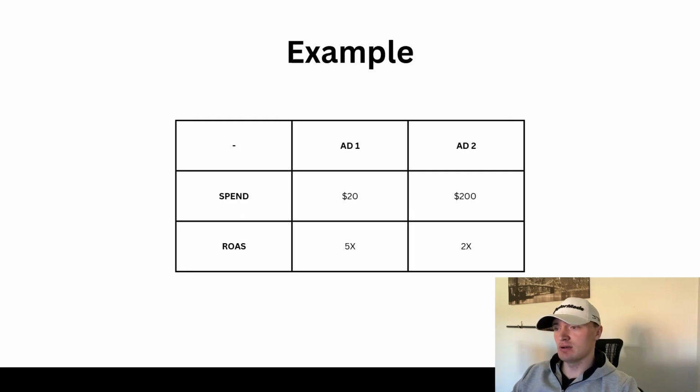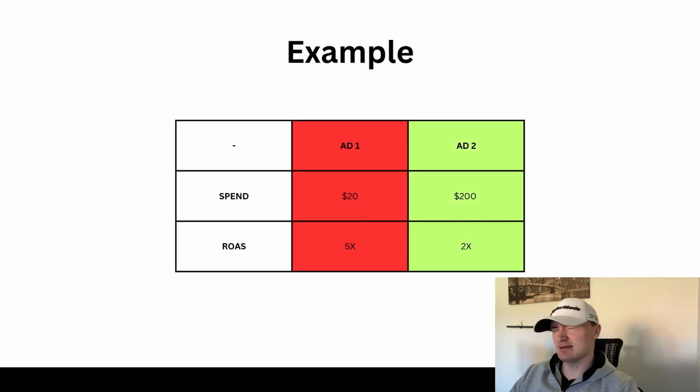So ad 1, the spend is $20, ROAS is 5. Ad 2, spend is $200, ROAS is 2. Now let's just say, hypothetically, the break-even ROAS is 1. Which ad do you think you would keep on? Which ad do you think you would keep off?